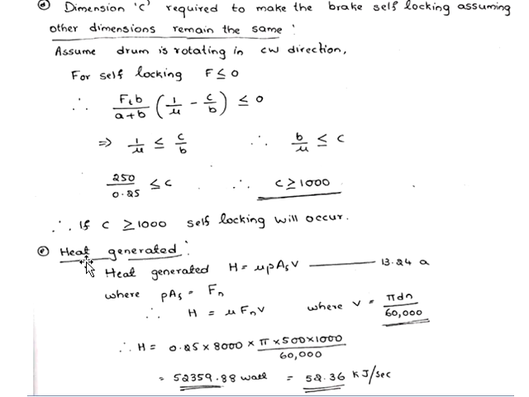Last sub-question, heat generated. You can find it using equation number 13.24a. The equation is mu PA into velocity, where P into A is Fn, the normal reaction. This normal reaction value I already have from step number 2. And to find out velocity, you can use the equation pi D N by 60,000. Diameter is known, RPM is known.